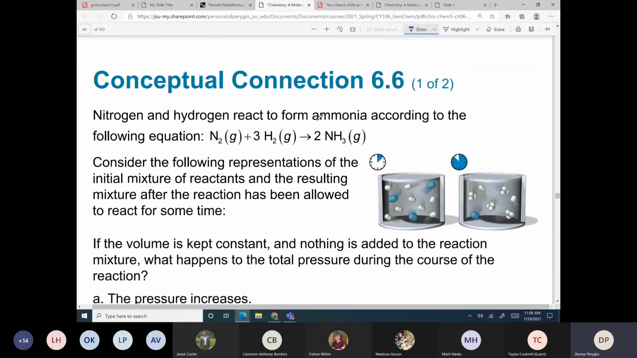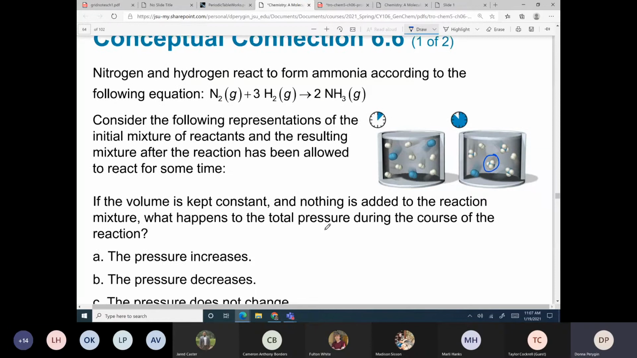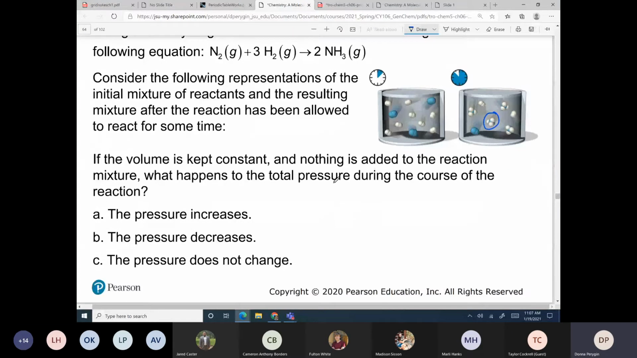Nitrogen and hydrogen react to form ammonia according to the following equation. So this is a different kind of concept here. Nitrogen gas reacts with hydrogen gas to form NH3 gas. So here we have nitrogen and hydrogen, N2 and H2, and they're reacting to form this ammonia. If the volume is kept constant and nothing is added to the reaction mixture, what happens to the total pressure during the course of the reaction?